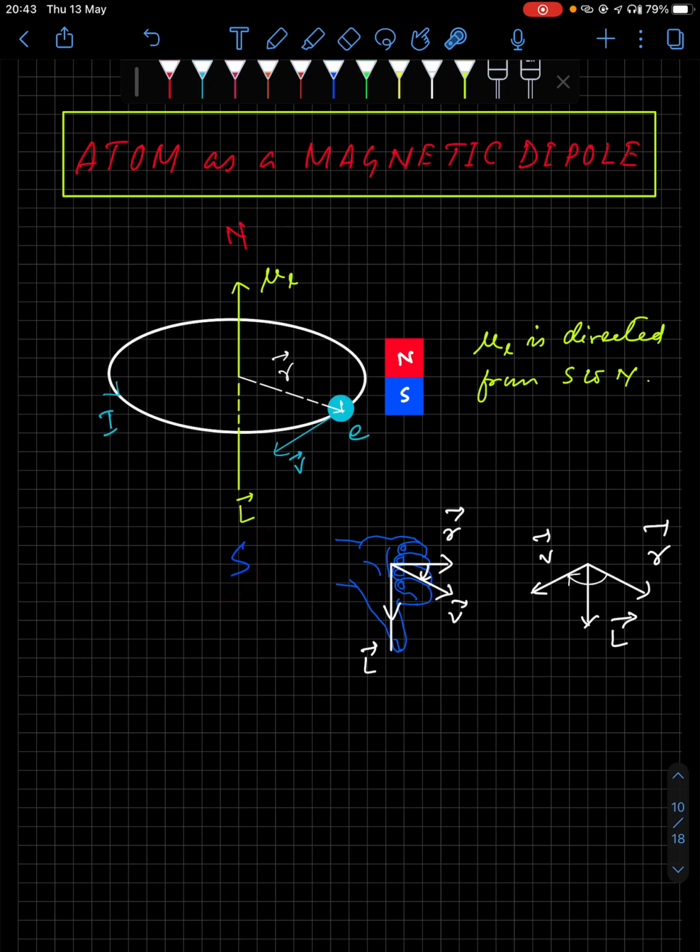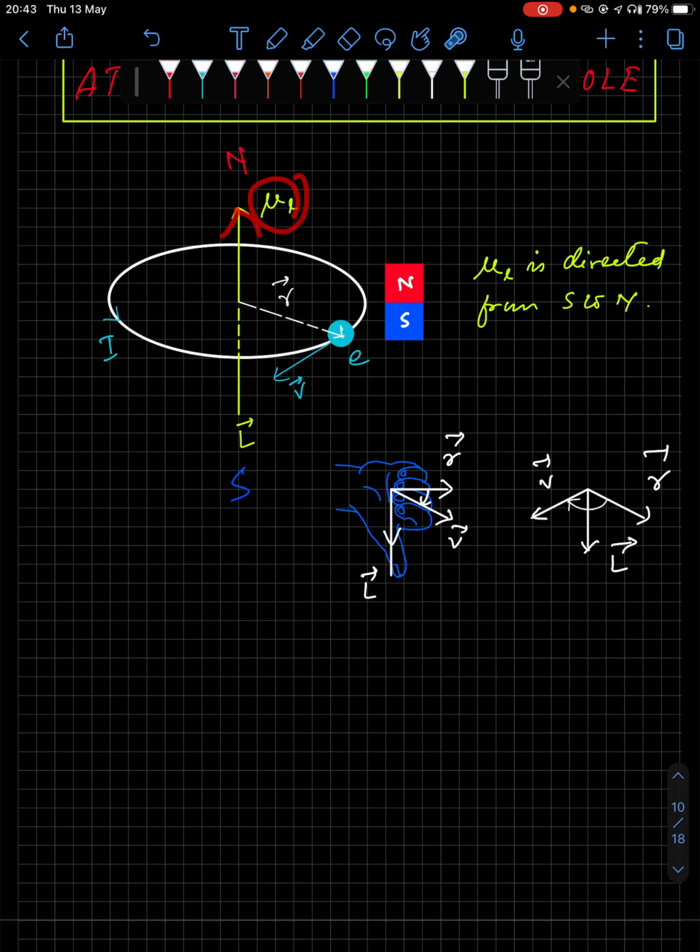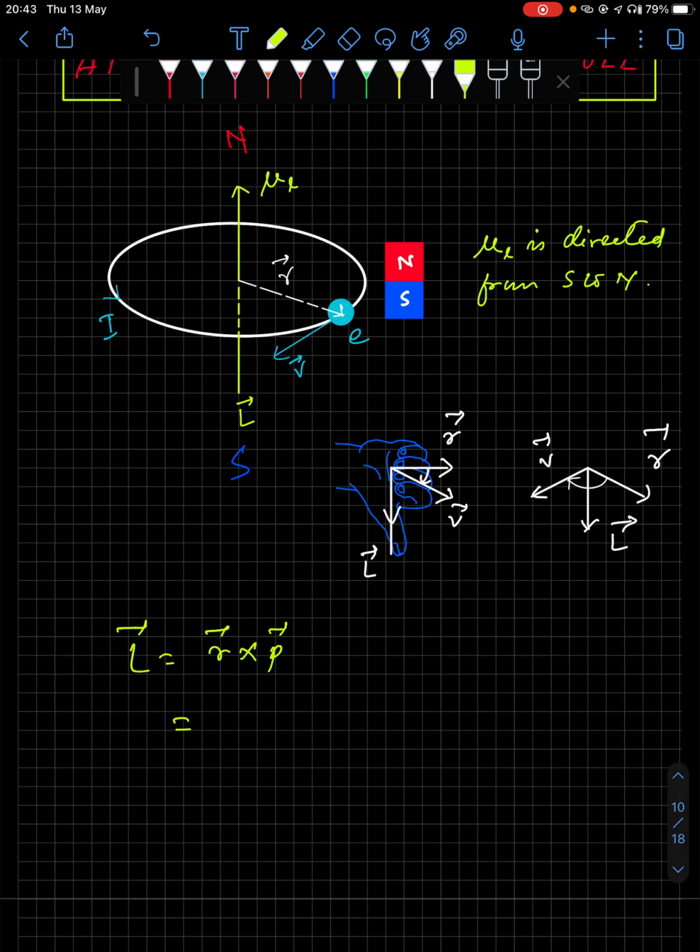Here we are calling this magnetic moment the orbital magnetic moment, denoted by mu l. So mu l is directed from south to north, in the upward direction. Now what is the direction of the angular momentum? Angular momentum is L equals R cross P, R vector cross P vector, right? Now P is the linear momentum, so R vector cross MV vector. M taken out, you have M times R vector cross V vector.